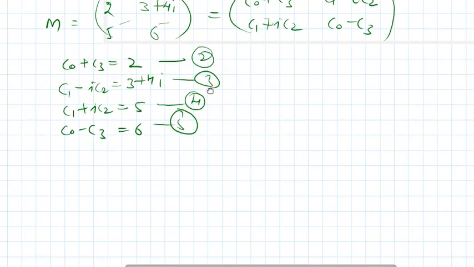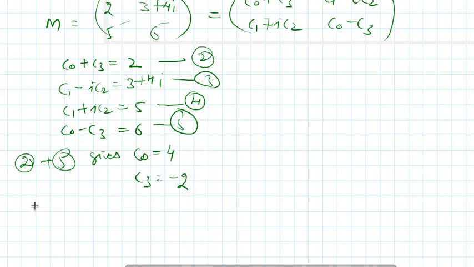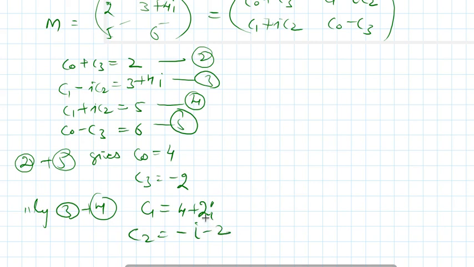Now if I add equations 2 and 5, what does it give me? It gives C naught = 4 and C3 = -2. Similarly, adding 3 and 4 gives C1 = 4 + 2i, and C2 = -i - 2.